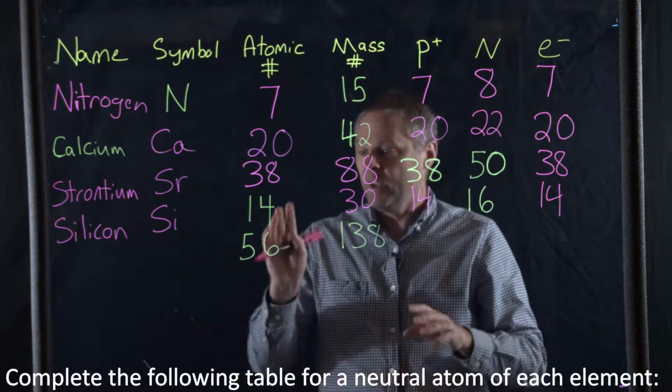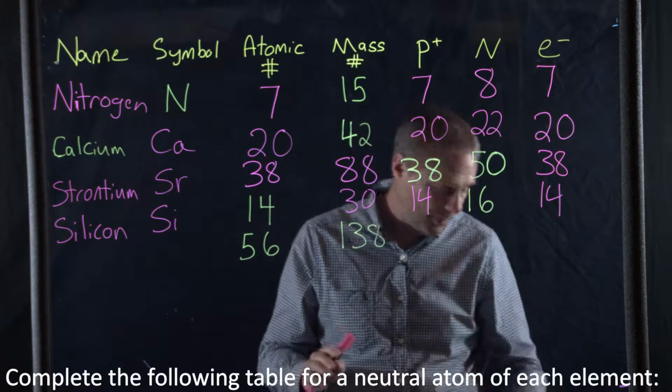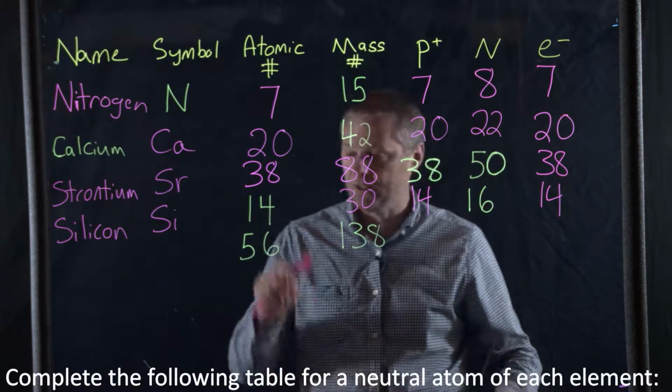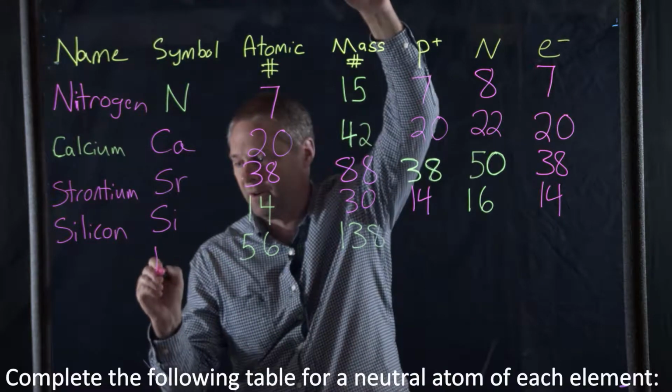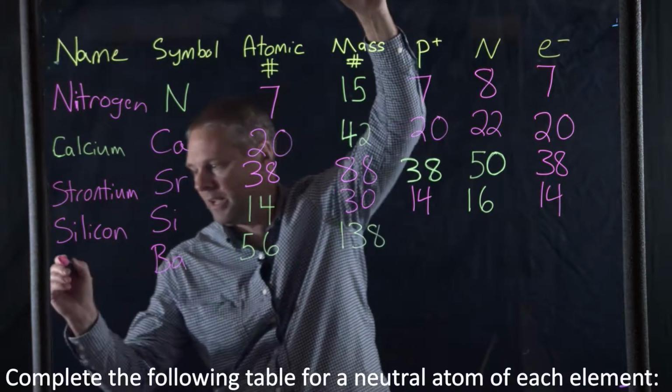All right. Now for the very last row, we have the 56th element. So the 56th element is going to be barium. So that's Ba.